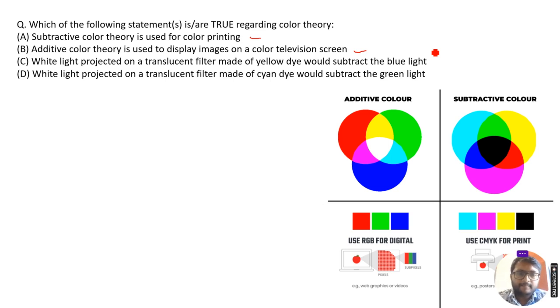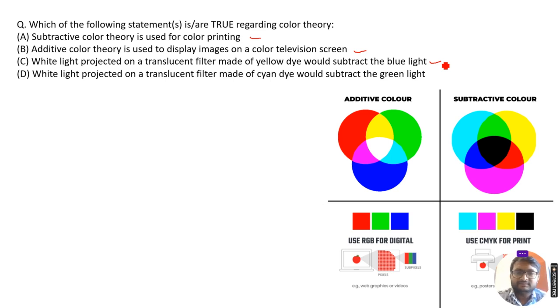But which color theory are they talking about in C and D? That you have to identify. So that is light, so it might be additive. So C is correct. A and B are correct, and C is also correct, as you saw.